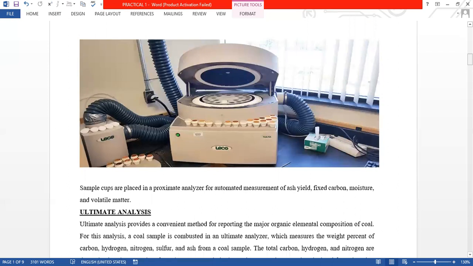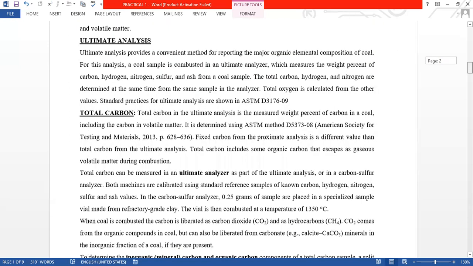This is a proximate analyzer, in which the sample cups are placed for the automatic measurement of the ash yield, fixed carbon, moisture and volatile matter. In case of ultimate analysis, it provides a convenient method for reporting the major elemental content in the coal.